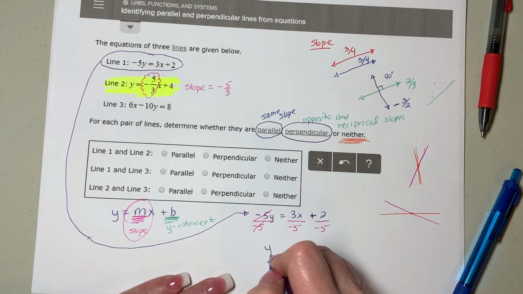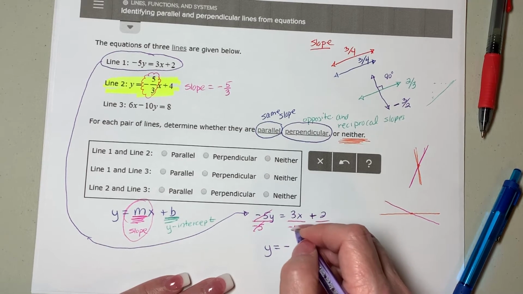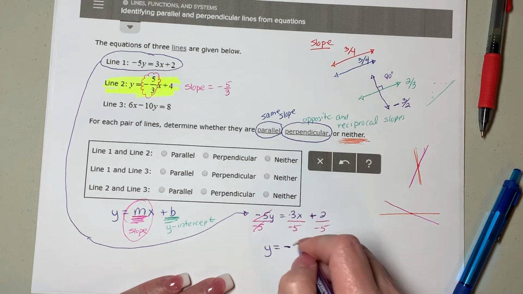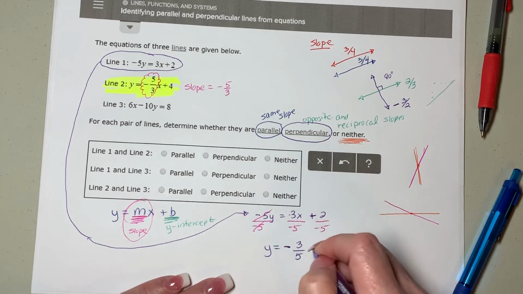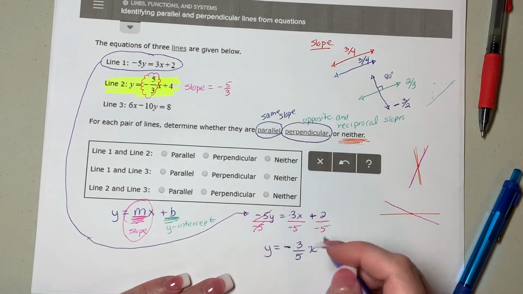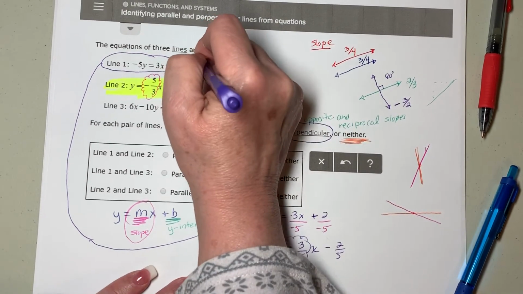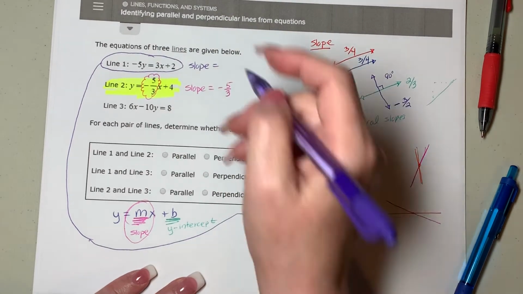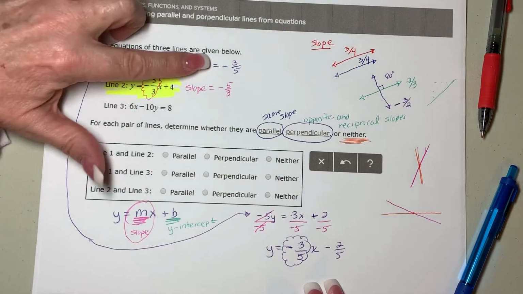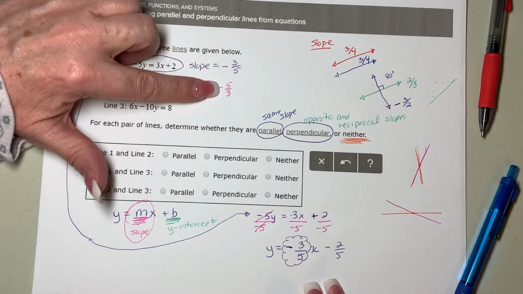So what I'm ending up with here is y equals a +3 divided by a -5. A positive divided by a negative is a negative. And since 5 doesn't go into 3, I'm going to leave it as -3/5 x. And then this is -2/5. But what I need to know is this guy right here. The slope on equation number 1 is -3/5. Now, line 1 and line 2 have reciprocal slopes, but they're not opposites.